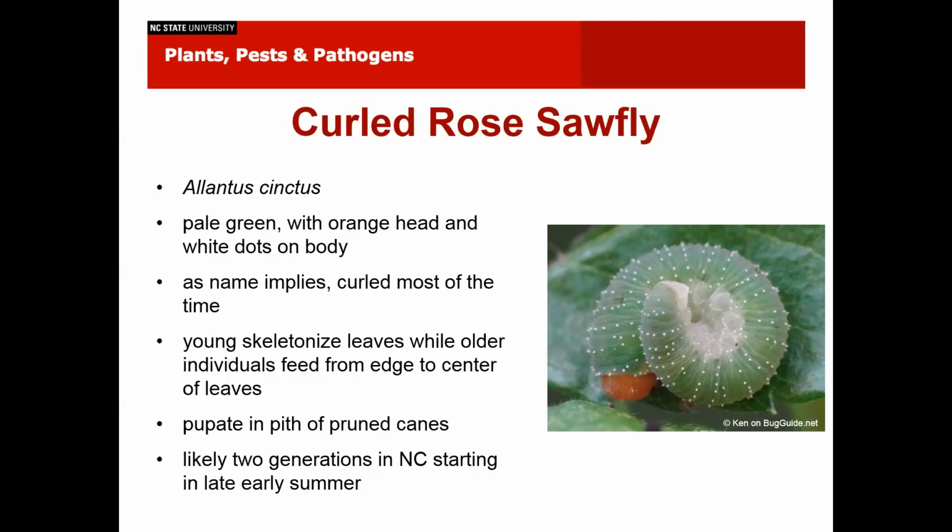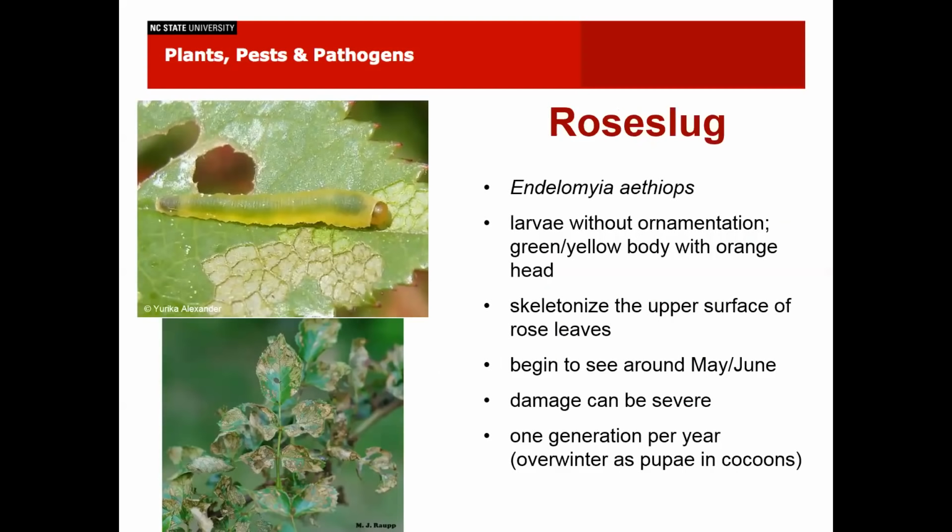Now, the last one is going to be the rose slug, Endelomyia aethiops. The larvae don't have ornamentation. They look similar to the bristly one, but they don't have the hairs. They don't have the little white dots all over them, and they're much more slug-like, where you can barely see the legs. And you can see why they're called slug sawflies or rose slug.